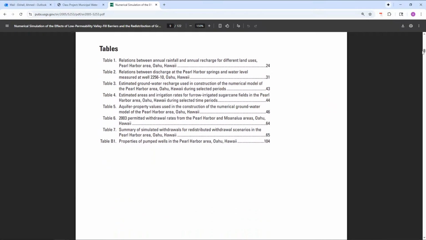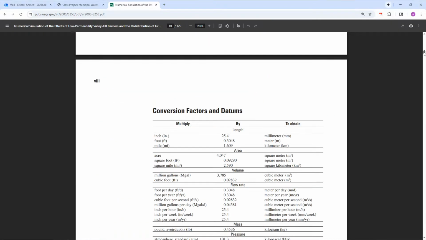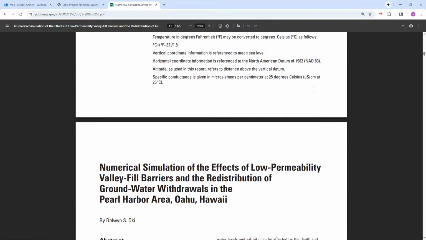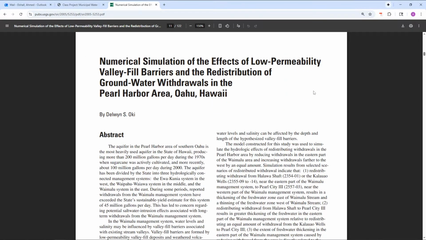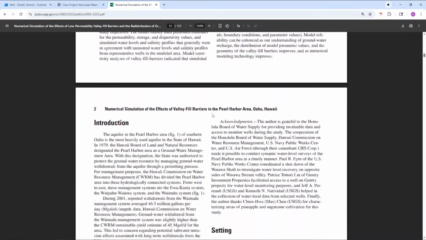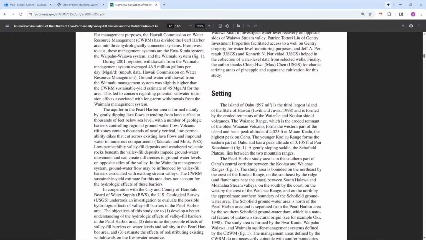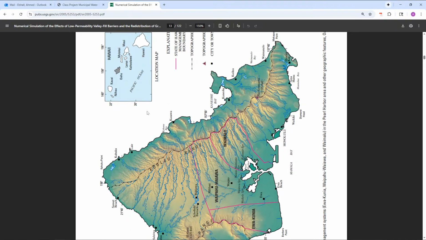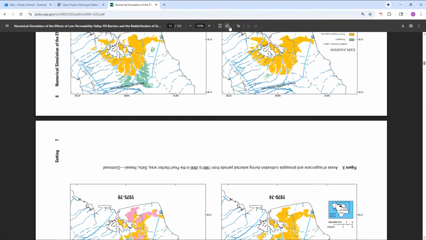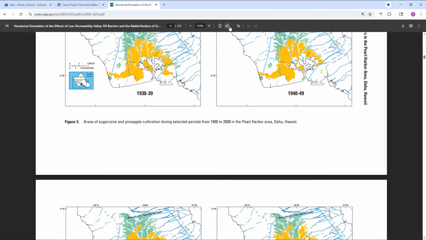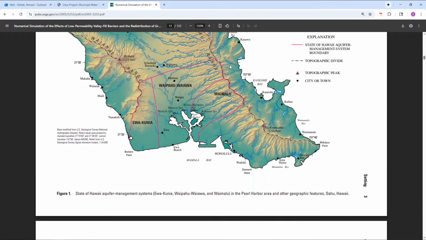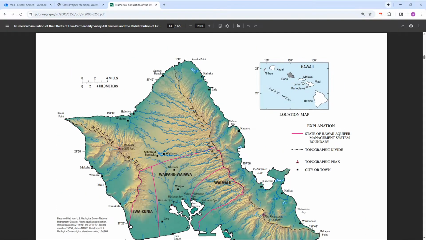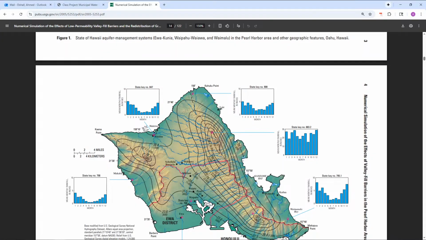If you wanted the USGS to develop a model like this for you and create this modeling report, that would be at least $1 million, at least. Then it starts with an abstract that describes the problem, and the introduction starts with the setting. It probably will talk about the geography and the history of this region. Let's see here, what do we have? See this map: State of Hawaii aquifer management system. It talks about the aquifer management system in the state of Hawaii.